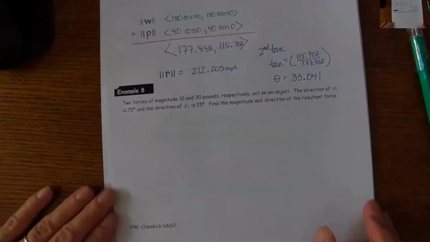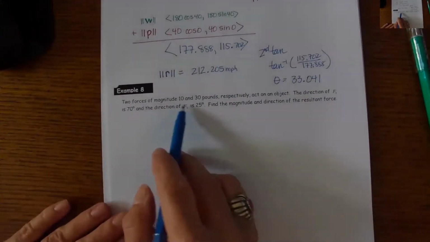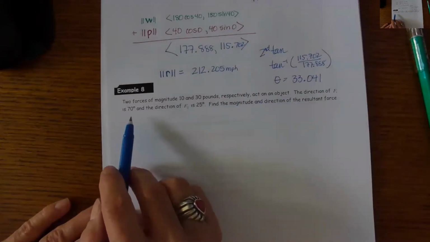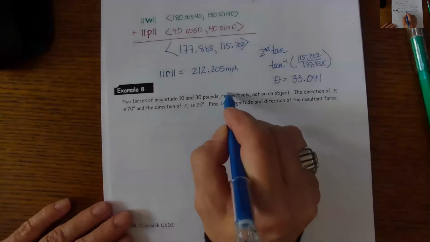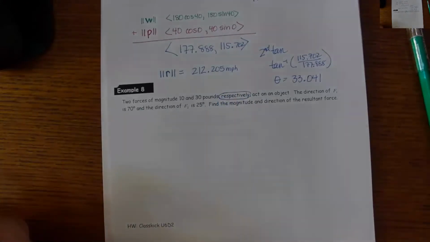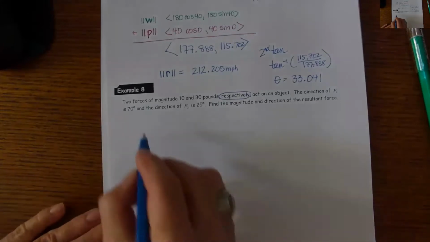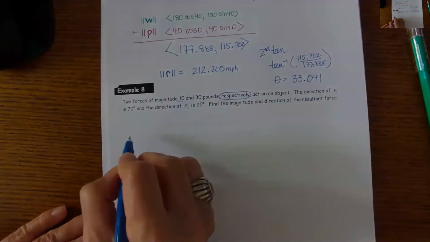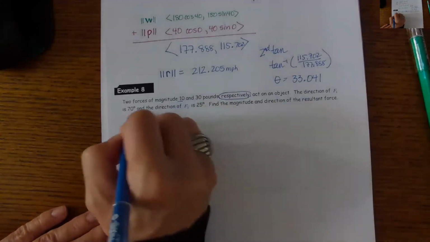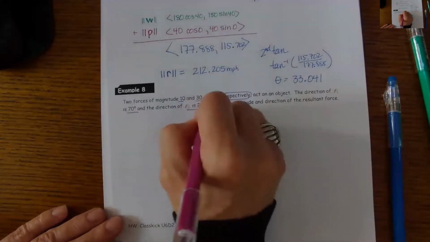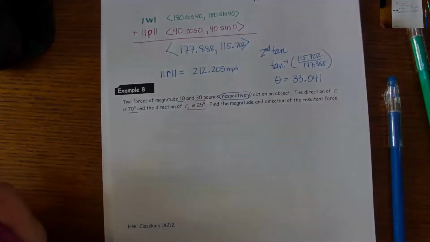Okay, last but not least, what about this one? Two forces act on an object. Now here, what we're practicing is this word. What does that mean? Means in order. So if they gave me two forces, 10 and 30, and two directions, that means the first force goes with the first direction and the second force goes with the second direction. Does that make sense? That's what the word respectively means when you look at math.